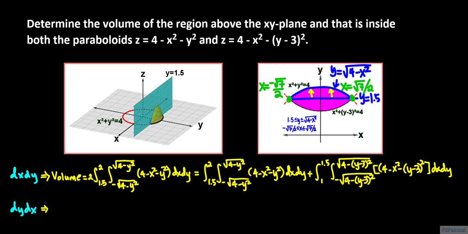To write the volume double integral for dy dx, if we assume the symmetry of the solid, we start by writing 2 times the integral from minus the square root of 7 divided by 2 to the square root of 7 divided by 2 for the variable x. Then we write the integral from 1.5 to the square root of 4 minus x squared. The integrand is 4 minus x squared minus y squared.